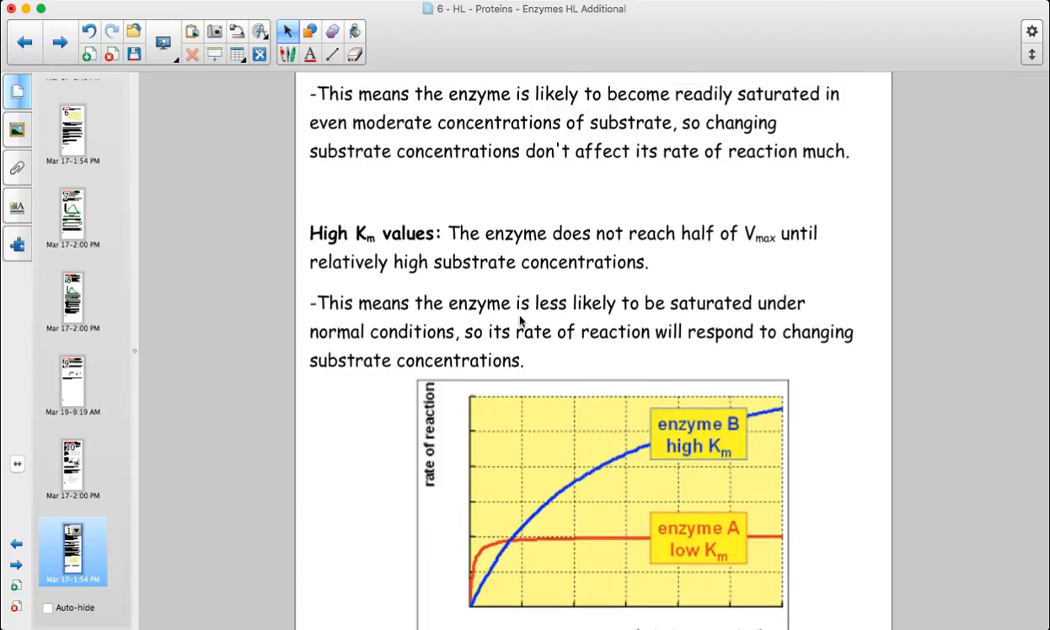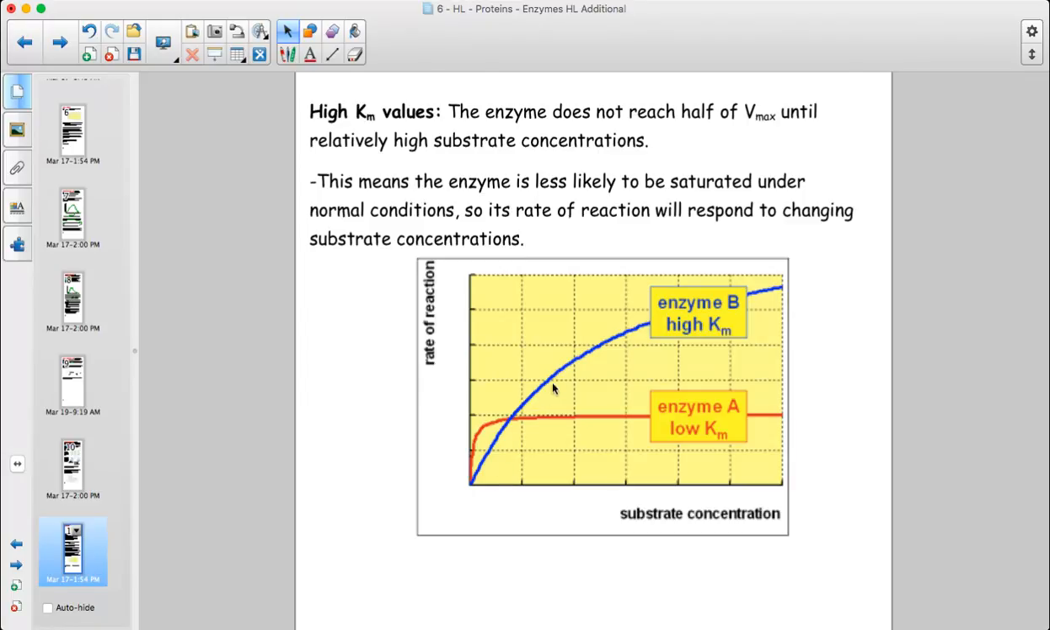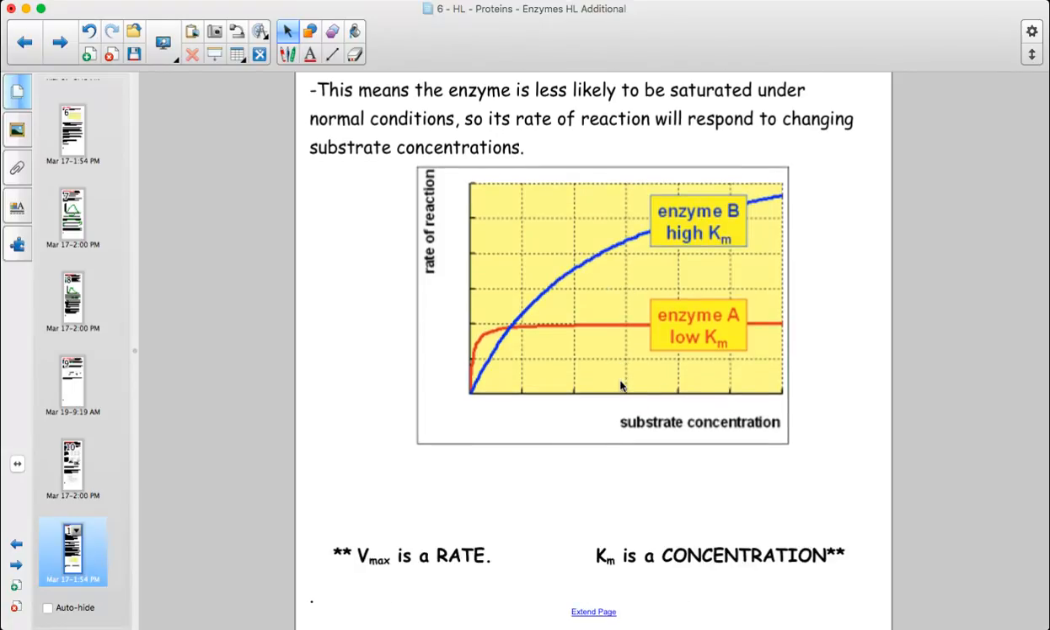Whereas something with a higher Km value takes longer to reach half of its max rate, which implies that as you change substrate concentration, this enzyme goes from acting very slowly to having very high reaction rates. So it can respond to changing substrate concentrations. Different enzymes have different roles in the body. Some need to respond to changes in the environment, and some need to just keep chugging along and doing their reaction at a steady rate. So different enzymes will naturally have different Km values depending on their role in the body.